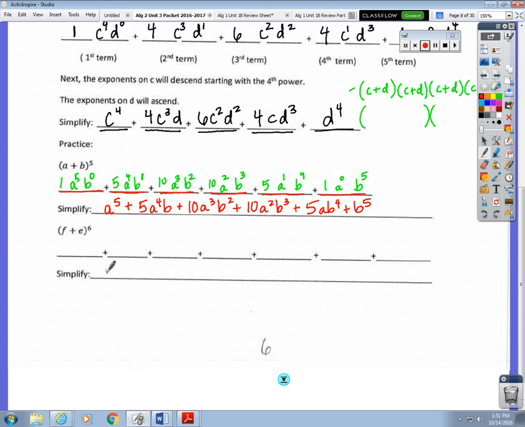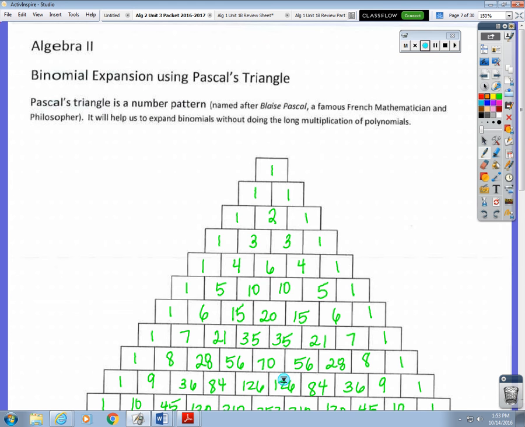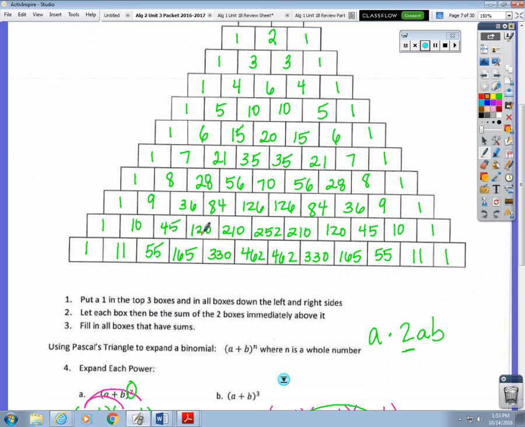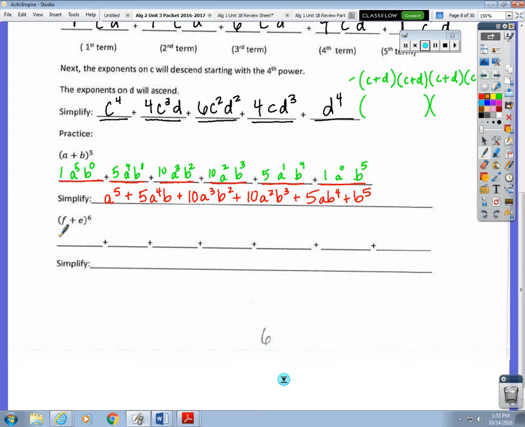Okay? So go ahead and try f plus e to the 6th. F plus e to the 6th power. Since it's to the 6th power, I look at the triangle and I go with this row. The first one I find is 6 in. So 1, 6, 15, 20, 15, 6, 1. Those are my coefficients of the terms. Now for each one, I put an F and an E.